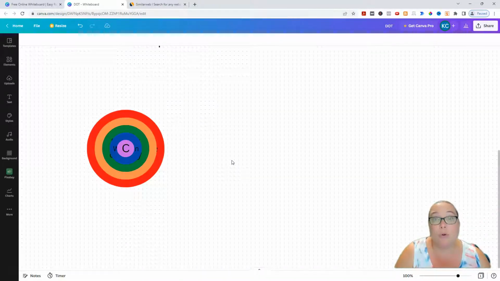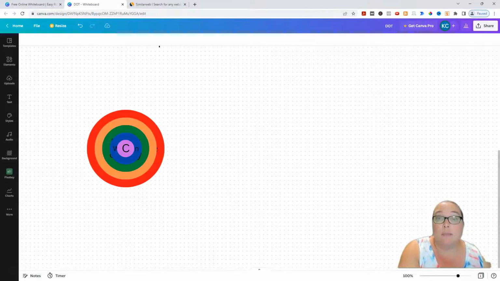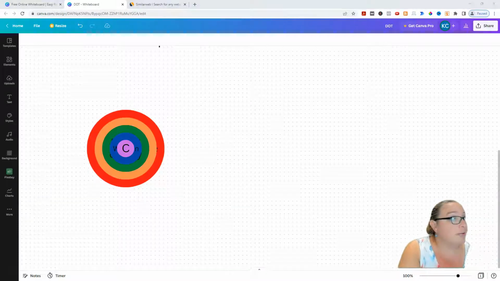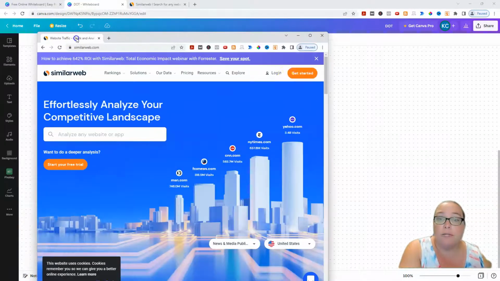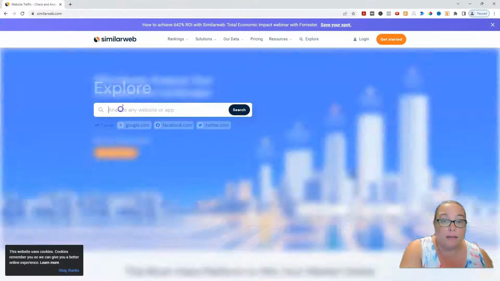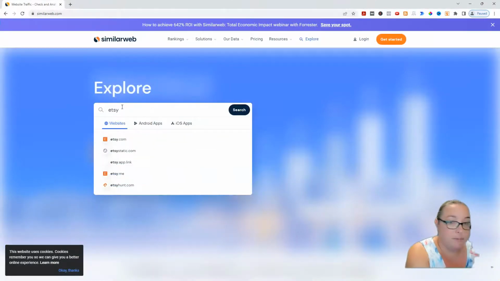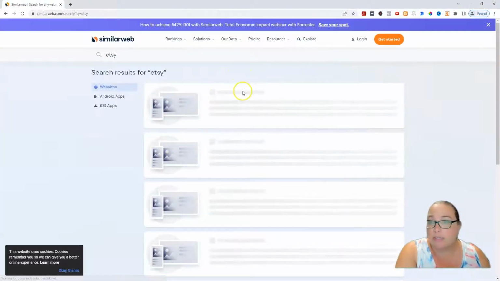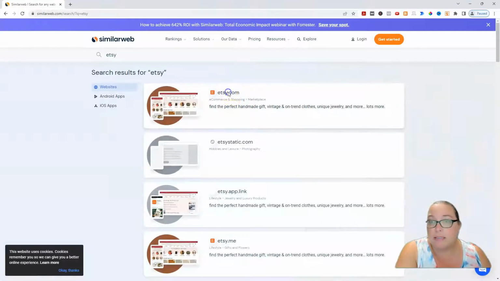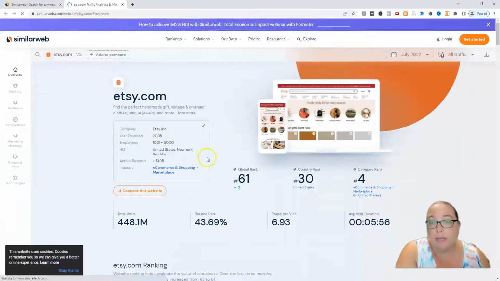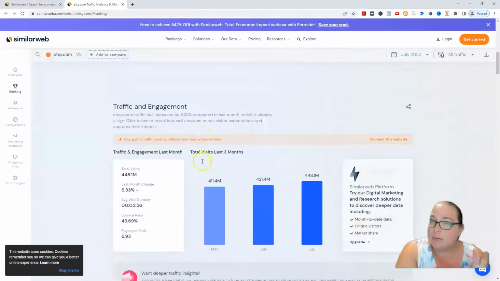I also know that, well, in fact, I'll show you real quick. This is kind of a sneak peek of one of the tools I'm going to talk about. It's called SimilarWeb. I'm going to do a different video on this. But I can say that Etsy has an age range. And this tool, which again, I'll talk about another time, has just a little bit of information in it.